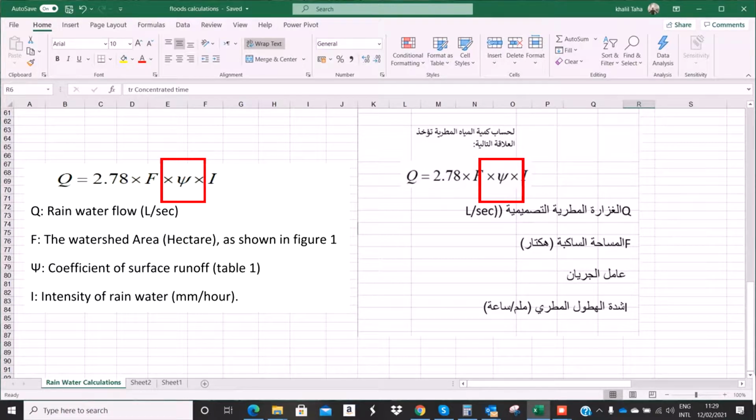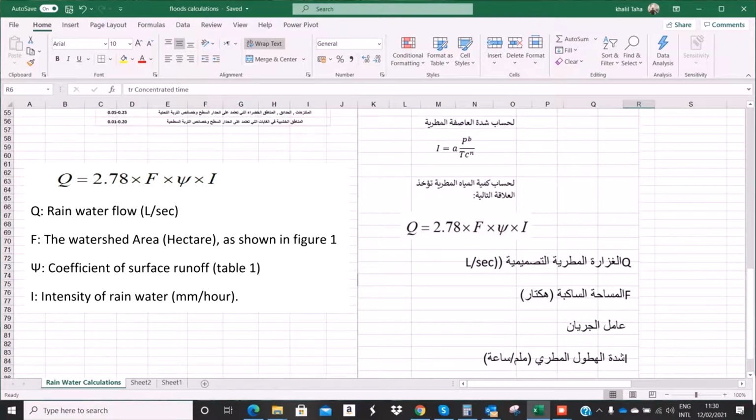It depends on the type of surfaces, because you know the water will go through the soil or to the pavement. We will take into consideration the type of the soil or the type of the surface the water will go through. There is a table to take this into consideration. And the last point is the intensity of the rainwater. And the unit will be millimeter per hour.